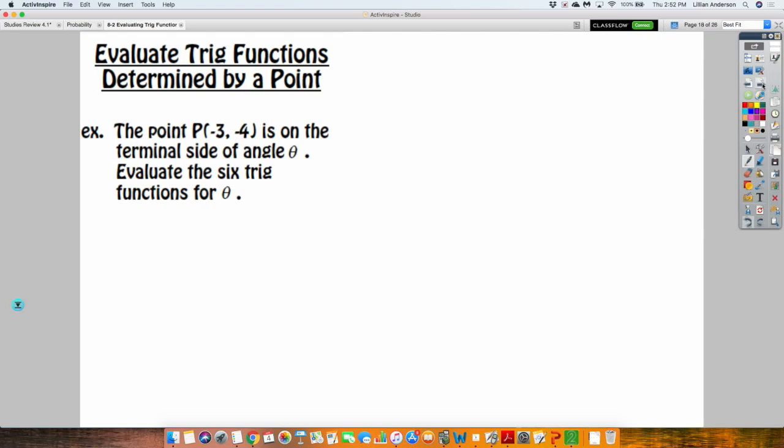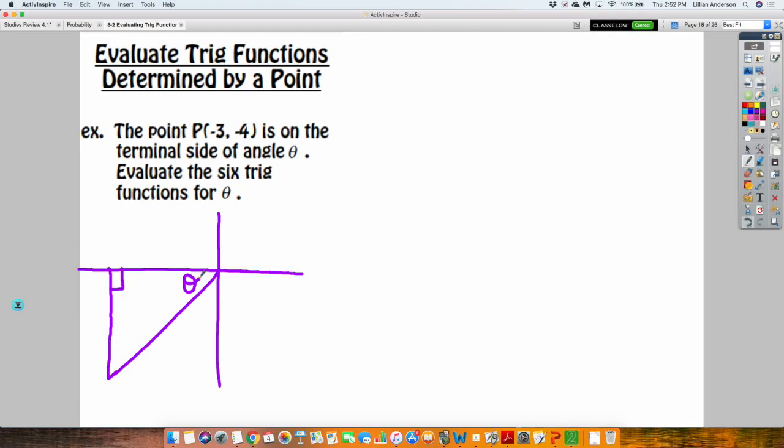So, we have a point, negative 3, negative 4. It's on the terminal side of an angle, and we have to evaluate all 6 trig functions for theta. What quadrant is negative 3 and negative 4 located in? Quadrant 3. So I'm going to go ahead and draw a right triangle, making sure that my perpendicular side goes to my x-axis, and my theta is in between my x-axis and my terminal side.